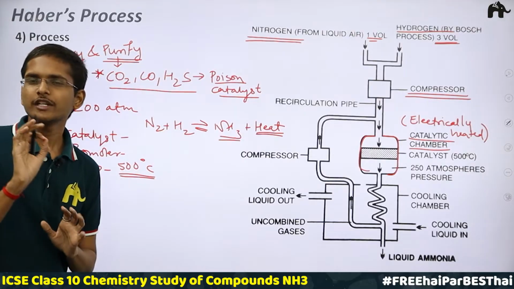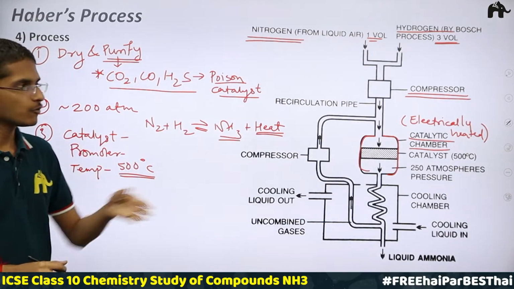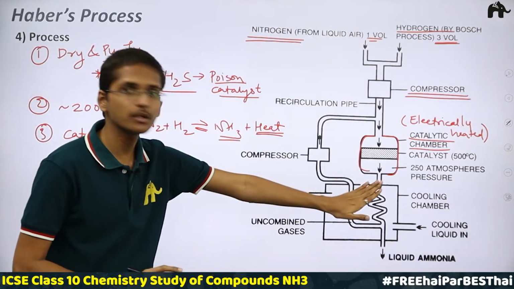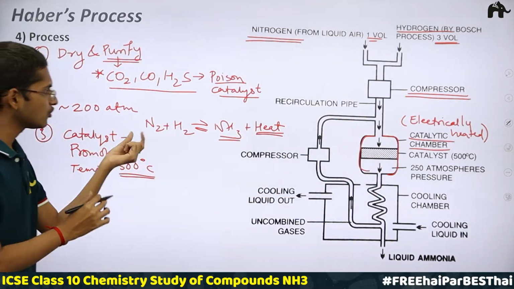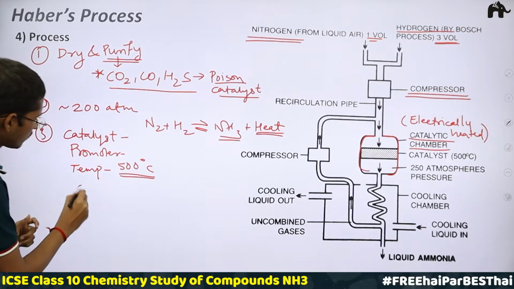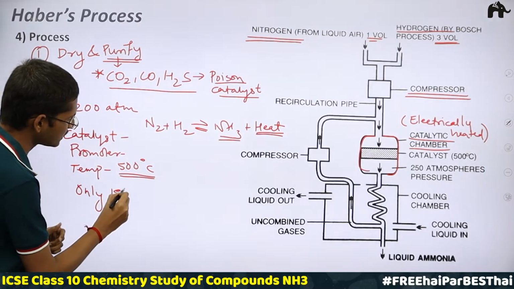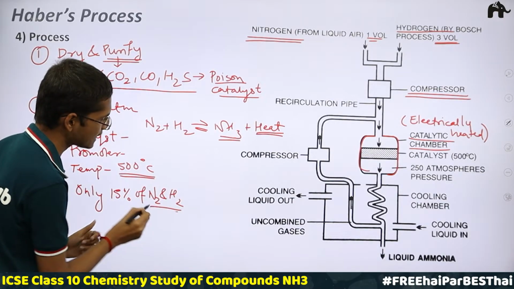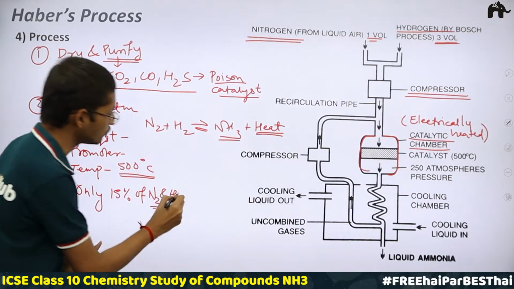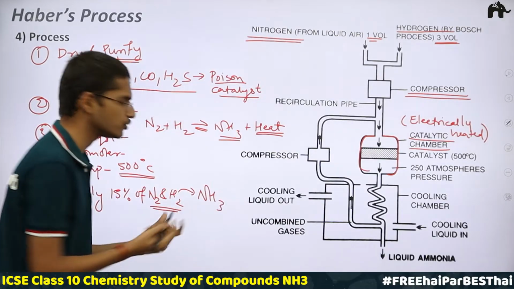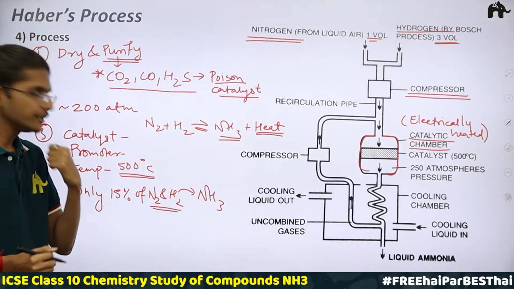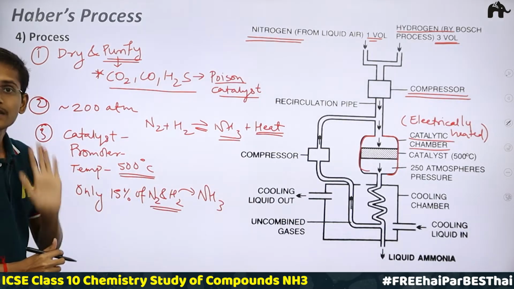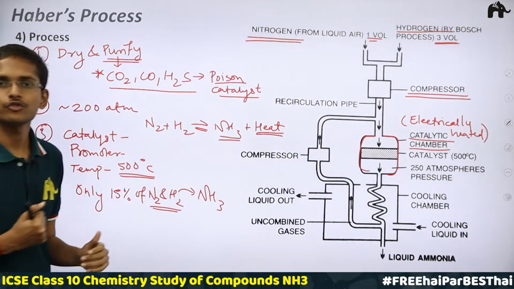But the very poor thing about this process is that we have passed the N2 and H2 one time through this catalytic chamber, but out of 100%, only 15% of N2 and H2, the reacting gases, are converted into ammonia. Only 15%, very poor. So the rest 85% of N2 and H2 gases are still there along with the ammonia which is produced.